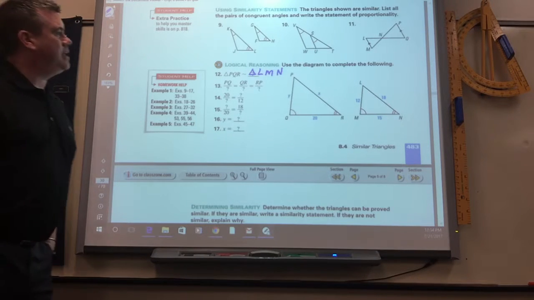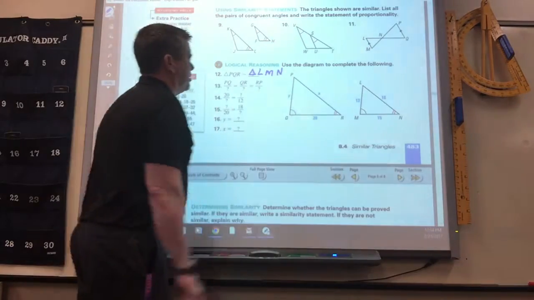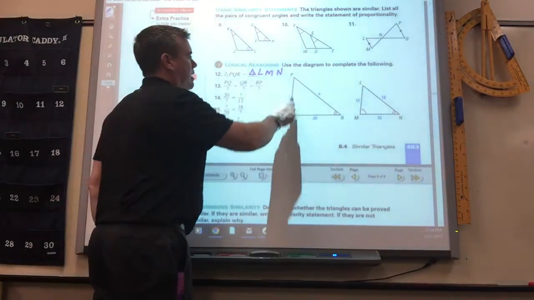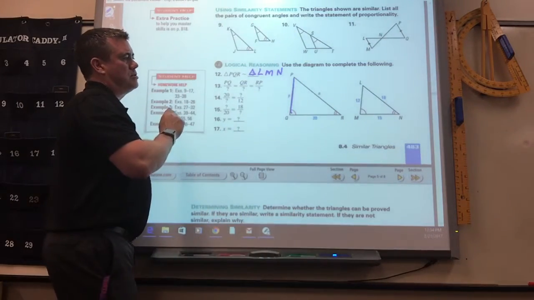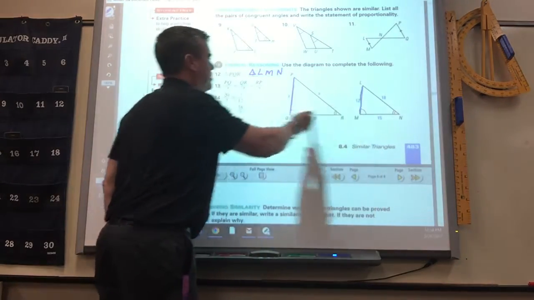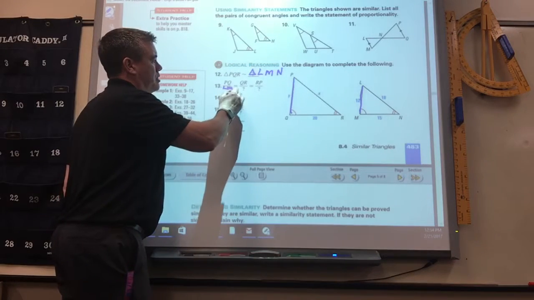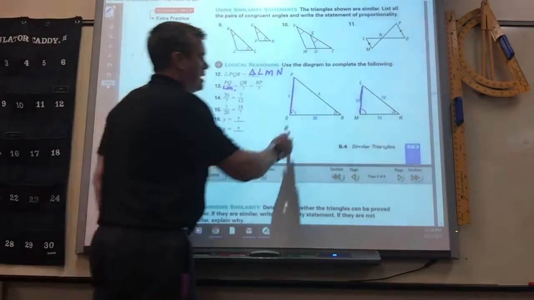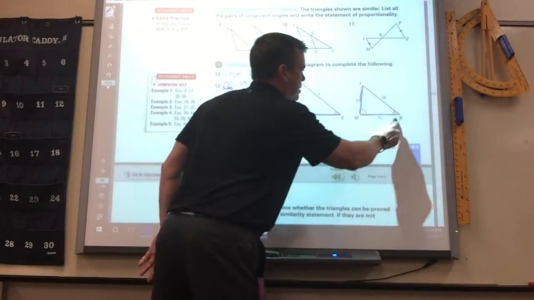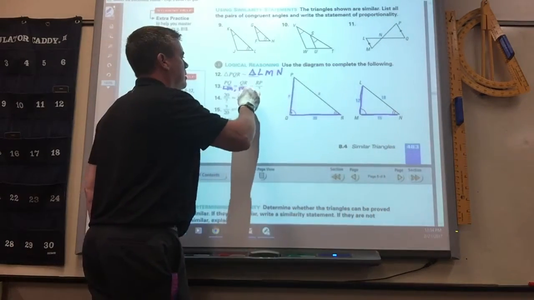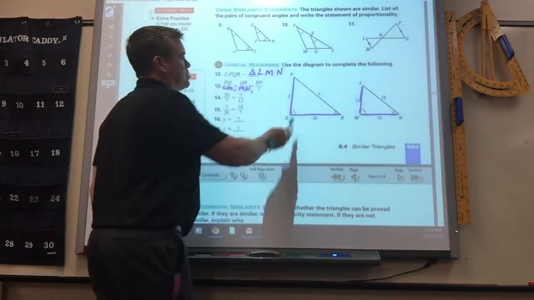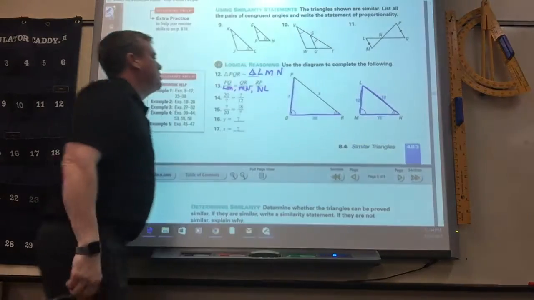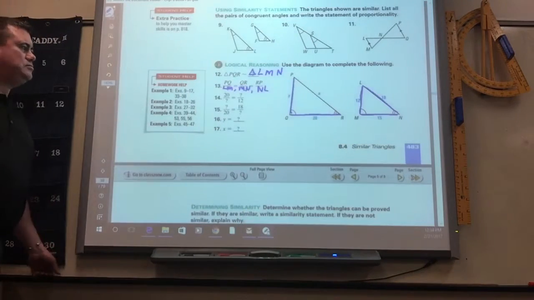So number 13, you just got to put what's missing on the three bottoms of the proportions. So PQ right here corresponds to LM. So the first one, it's LM. You can just list it and put a comma, put all three of them. Then QR corresponds to MN. And then the last one, RP corresponds to NL or LN. Doesn't matter which way you do it.